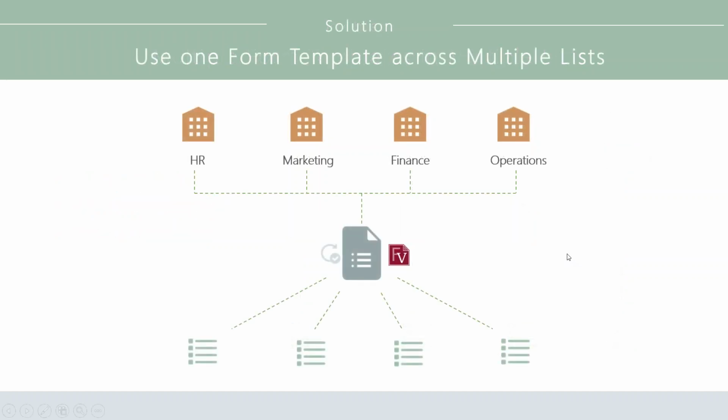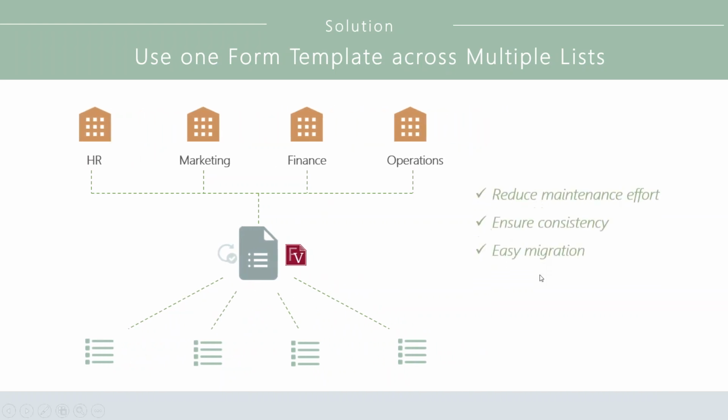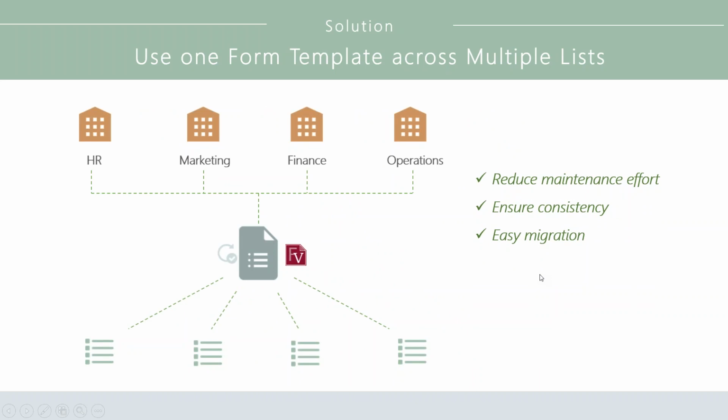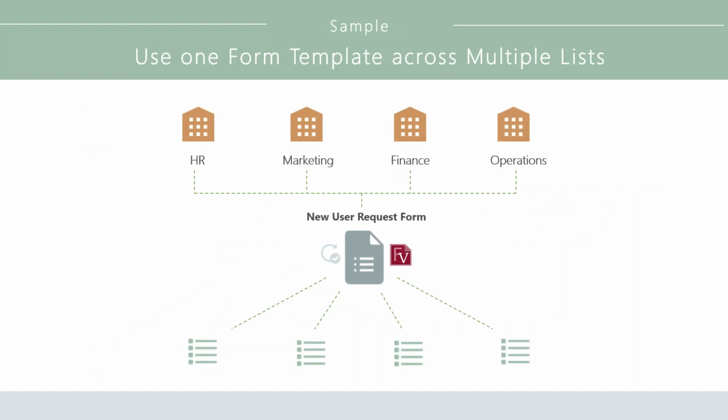if you have FormsViewer, there's no need to use separate list forms. If you have multiple SharePoint lists with identical columns, we recommend using just one form, and you can upload that list form to FormsViewer and have the SharePoint list reference it from there. And this will help you to reduce your maintenance effort, ensure consistency, and help you to easily migrate your forms to another site.